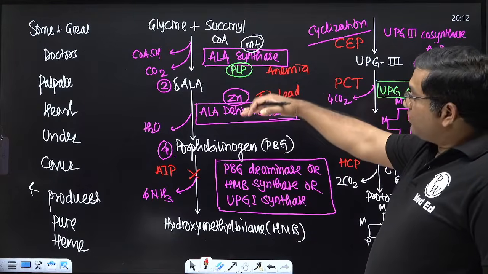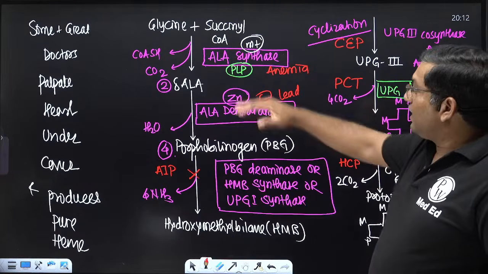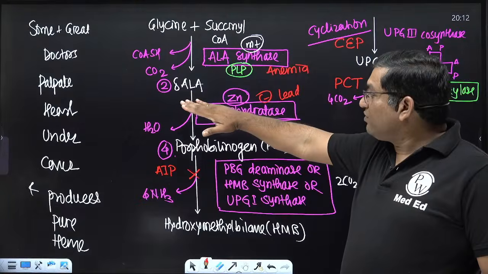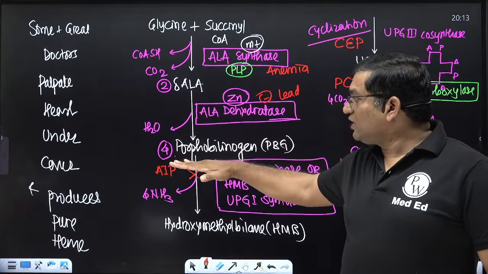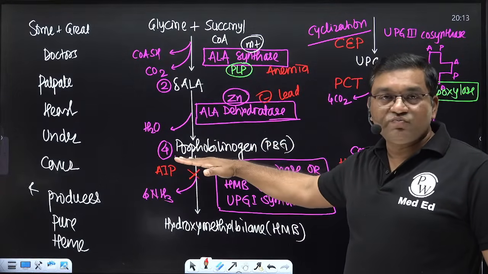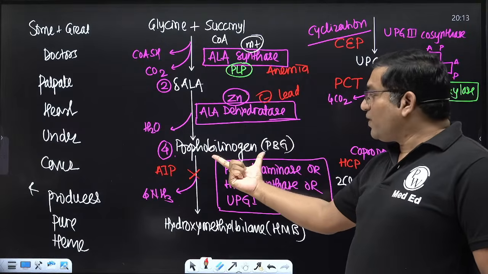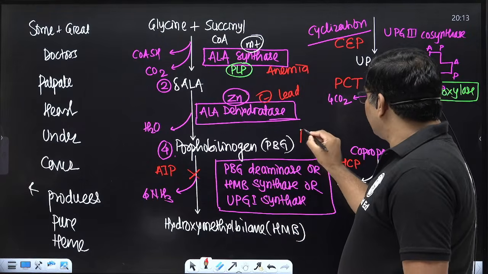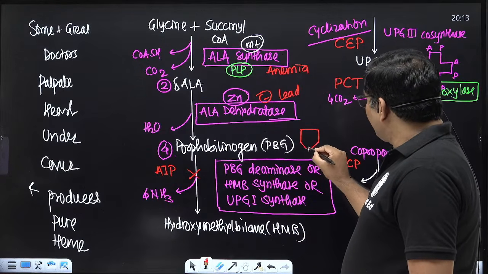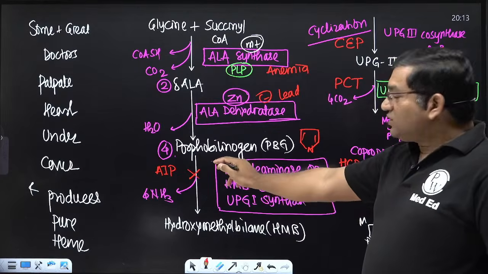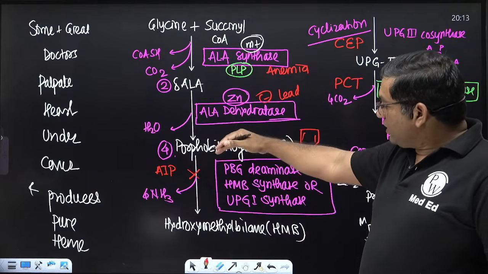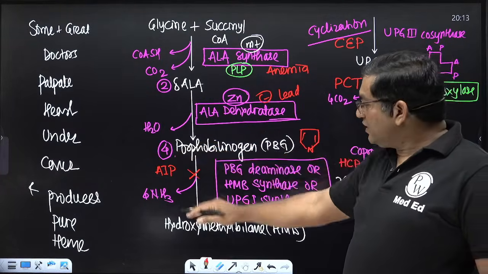These are the steps in the synthesis. Glycine and succinyl coenzyme A form delta-aminolevulinic acid. Two molecules of delta-aminolevulinic acid on dehydration give porphobilinogen. This is a monopyrrole, a single pyrrole ring is formed here. After the synthesis of porphobilinogen, 4 molecules of porphobilinogen condense with deamination.